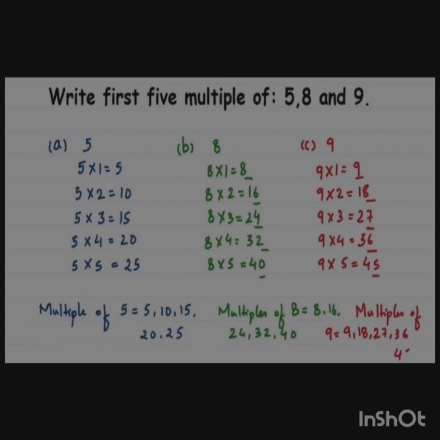So the multiples of 5 are 5, 10, 15, 20, and 25. The multiples of 8 are 8, 16, 24, 32, and 40. Multiples of 9 are 9, 18, 27, 36, and 45.